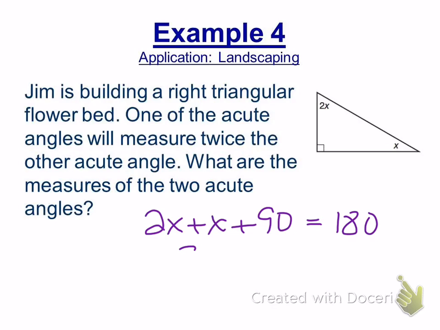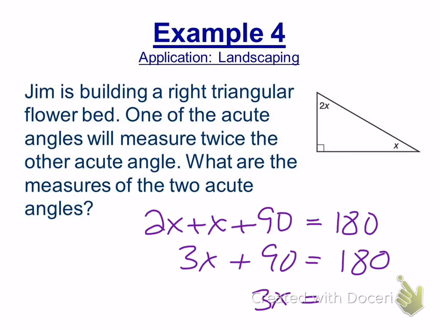2x plus x is 3x. Subtract 90 from both sides. We get 3x equals 90. And then we get x equals 30. Is that the answer? No. Why is that not the answer?